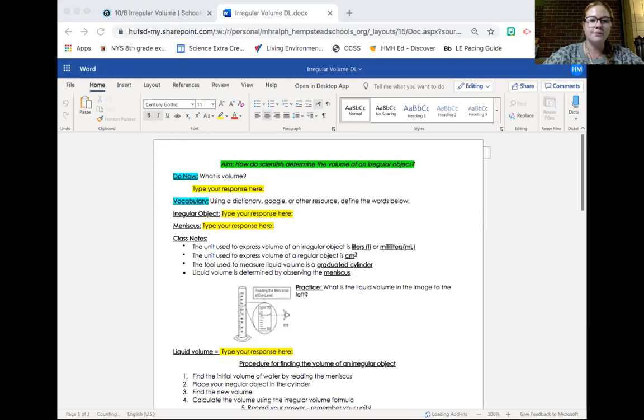So volume is the amount of space an object takes up. So whether your object is regular or irregular, all objects take up space. So all things have volume.